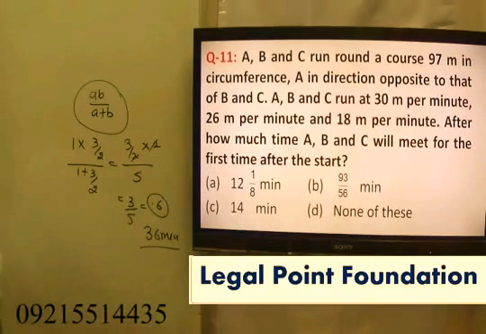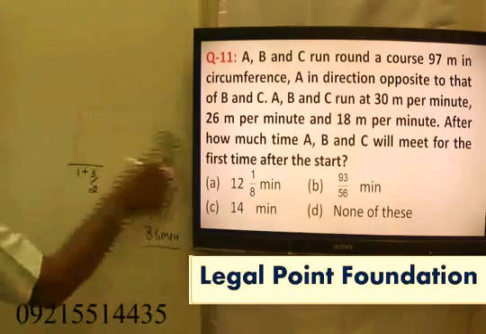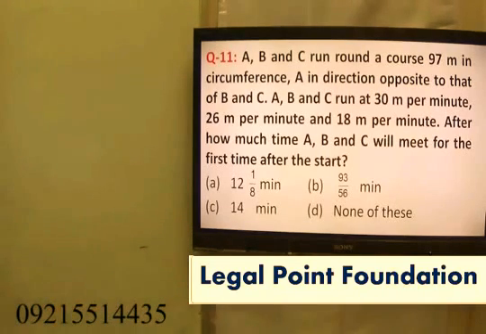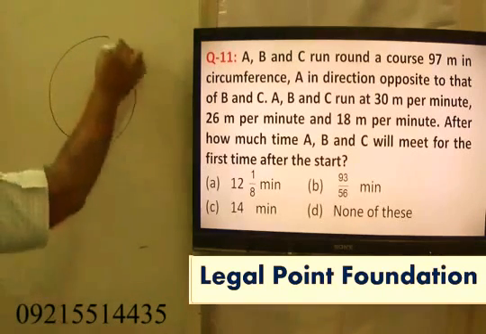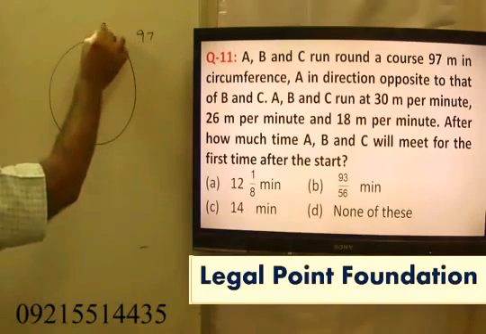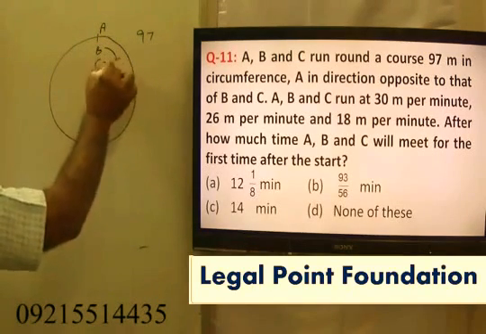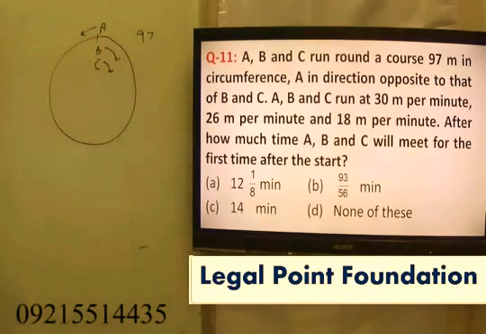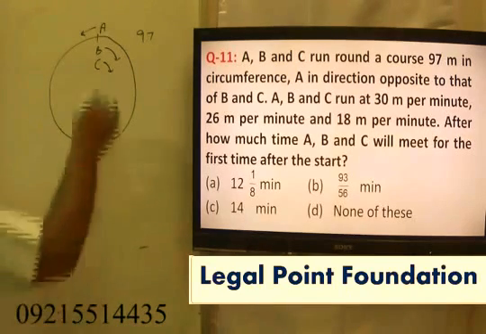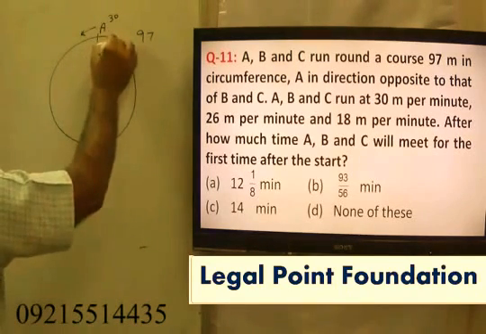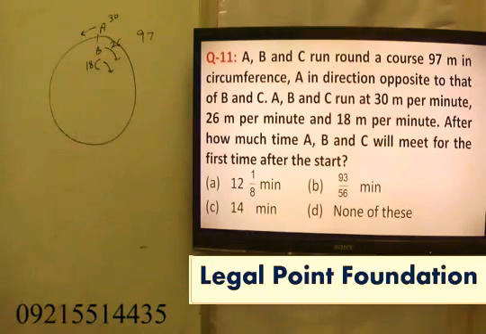Now take the next problem here, question number 11. Okay, what is given? A concept of circular race. A, B, C run around a circle 97 meters in circumference, A in the opposite direction to that of B and C, right? Take a circle here. Total is 97. B and C run in the same direction and A in the opposite. A, B and C run at speeds of 30, 26 and 18 per minute, right? After how much time do A, B, C meet for the first time after the start? The question is meeting for the first time, right?